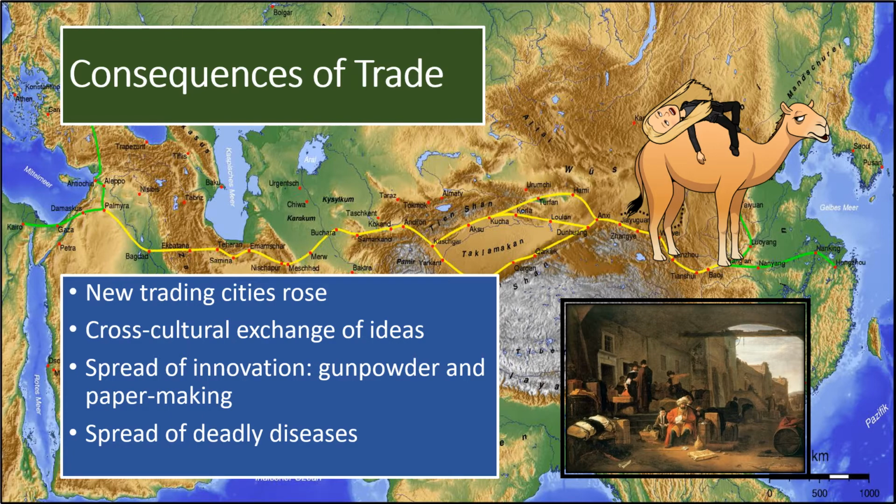Trade provided the setting for significant cross-cultural exchanges. As merchants and other travelers moved from place to place, they introduced religious beliefs such as Islam and developments in technology such as papermaking and gunpowder to new communities. Against the backdrop of this transfer of ideas and things came also the rapid spread of deadly diseases, most notably the bubonic plague.